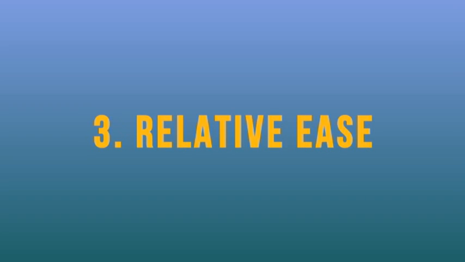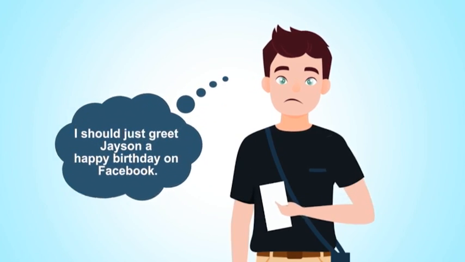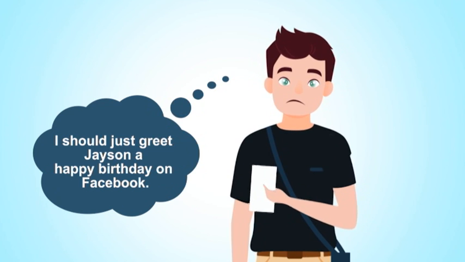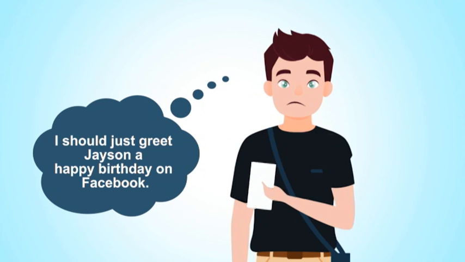3. Relative ease. All other problems being equal, you can prioritize those that can be easily accomplished. If you're worried about your friend being a bit mad at you for not going to their birthday celebration, send them a greeting on Facebook. That won't take that much time, and you'll be able to do other things like your homework.